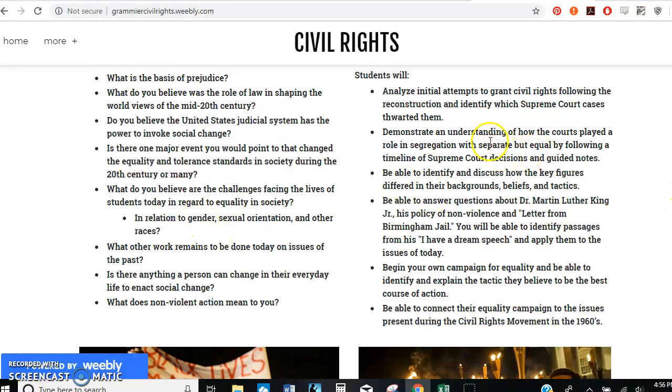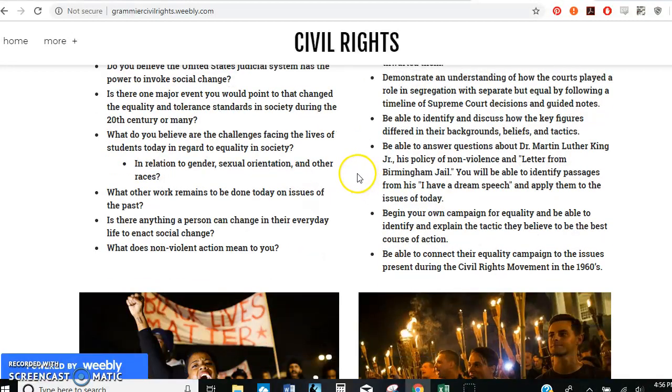The students' main themes during this unit will be to analyze the Supreme Court cases, to demonstrate that they understand what roles the court played in segregation and separate but equal, and then in overturning those original decisions, as well as be able to answer questions about key leaders of the civil rights movement like Dr. Martin Luther King and others.